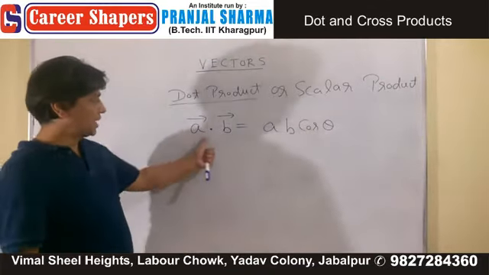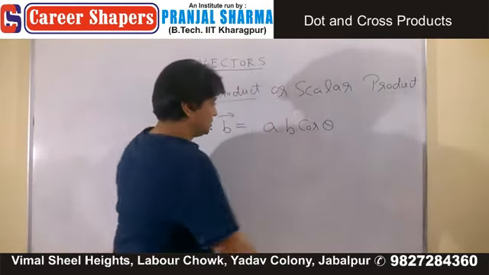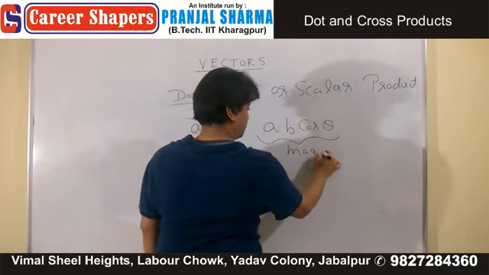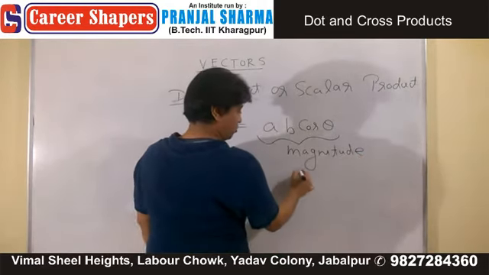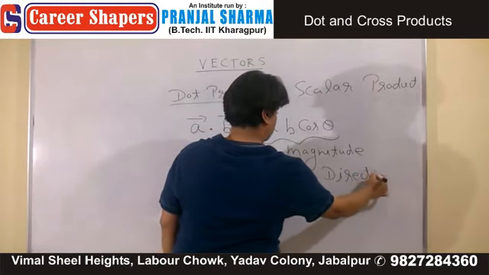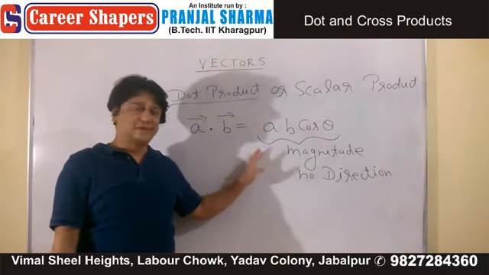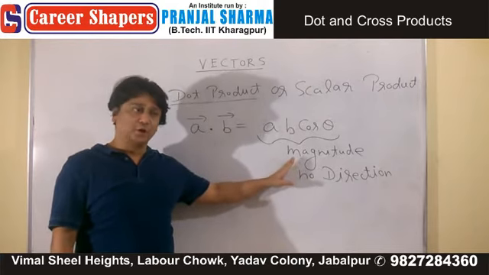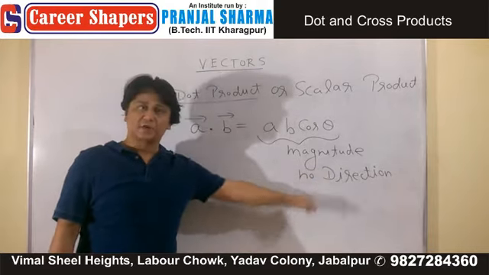So once you take a dot, the thing which you get is AB cos theta. This whole thing only has magnitude. This thing has no direction. So whenever you go for scalar product or dot product, remember we are interested in the magnitude part. We are not interested in the direction part.